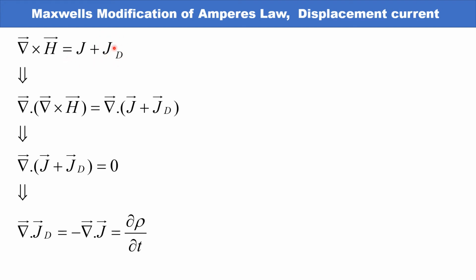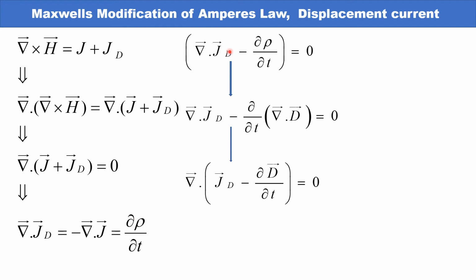Let's first add this on the right hand side and validate the continuity equation. We take the divergence on both sides. What we get is that this quantity is again 0. Now the divergence of JD is minus divergence of J from the continuity equation, that means del rho del t. So following this equation we get the divergence of JD minus del D del t is equal to 0, or the divergence of JD can be equated with the time rate of change of divergence of D, that means the current density.